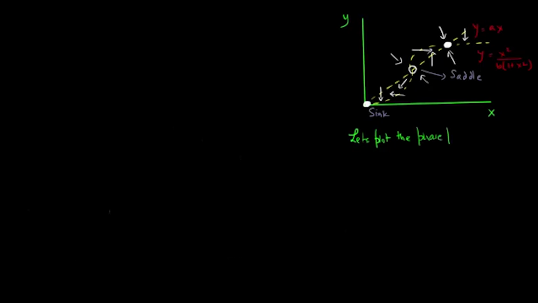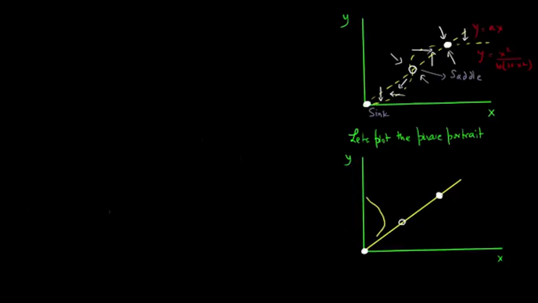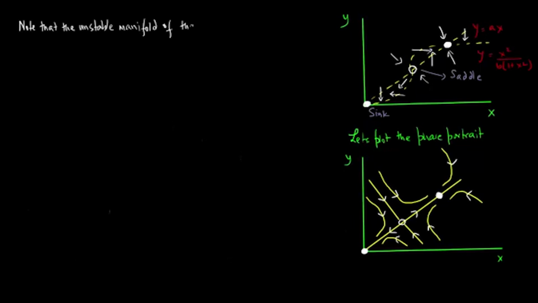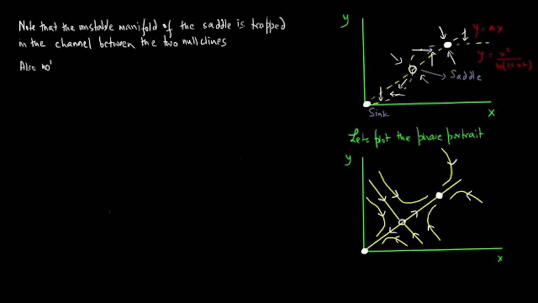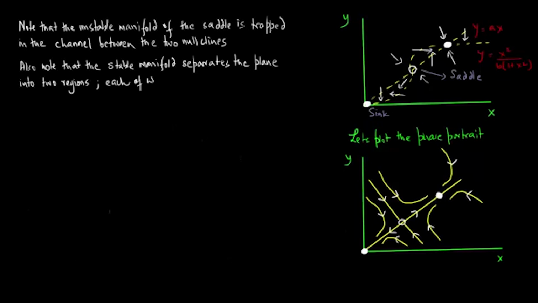Let's plot the phase portrait. So a plot of y versus x. That's the sink, that's the saddle, that's the sink. Note that the unstable manifold of the saddle is trapped in the channel between the two null clines. Also note that the stable manifold separates the plane into two regions, each of which is a basin of attraction for a sink.